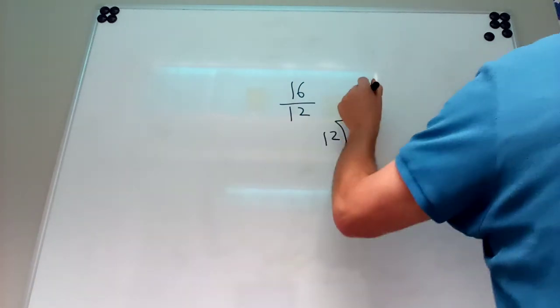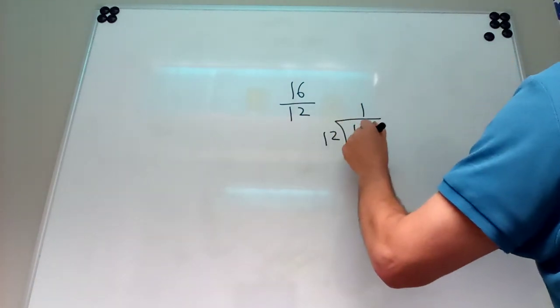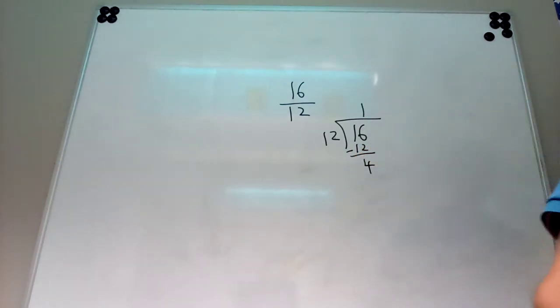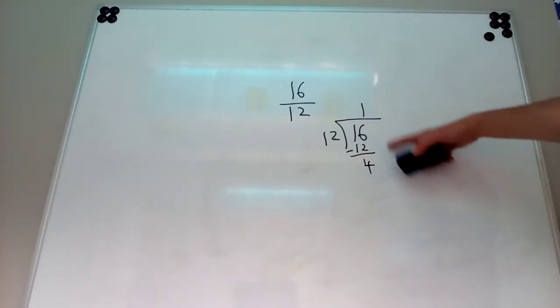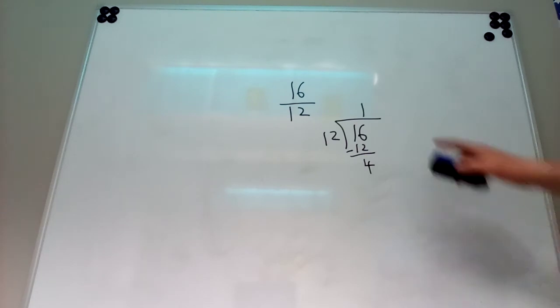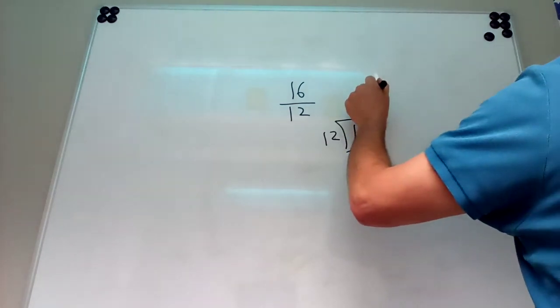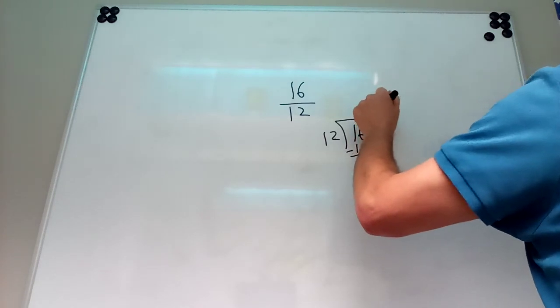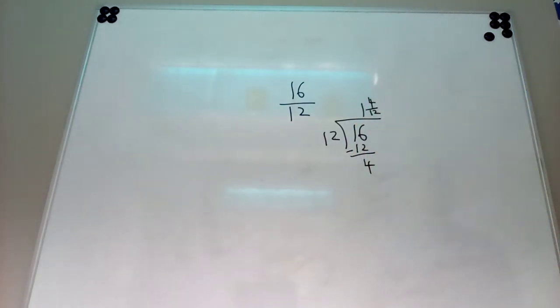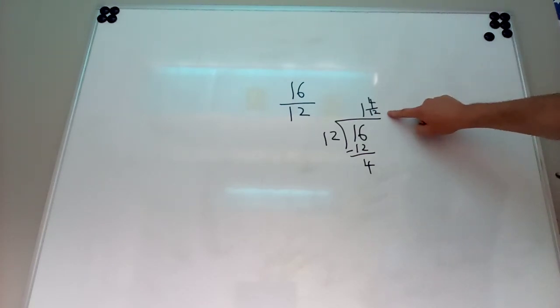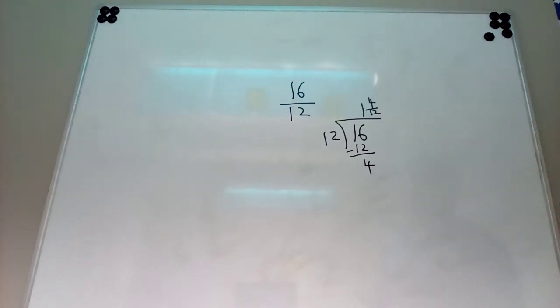So 12 will go into 16 one time. 1 times 12 is 12. I'm going to subtract, and that's going to be 4. Okay? There's nothing to bring down, so that's my remainder. But instead of putting remainder 4, I'm going to put 4 over 12. 1 4/12. So that's my answer, but can that fraction be reduced? It can. They're both even numbers, so we know 2 will go into both of those evenly.